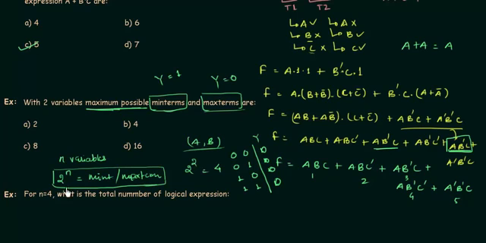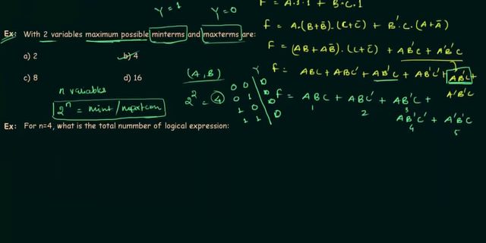For three variables, we have 8 min terms, the maximum possible min terms, and 8 max terms as well. So in the question there are two variables, so simply we have 4 as the maximum value of min terms and max terms. So option B is correct, and we are done with example number 2 as well.